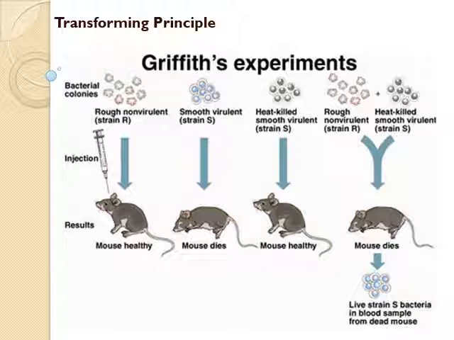Some transforming principle transferred from heat-killed S strain to R strain. Because of this, R strain became virulent. This must be due to the transfer of the genetic material.